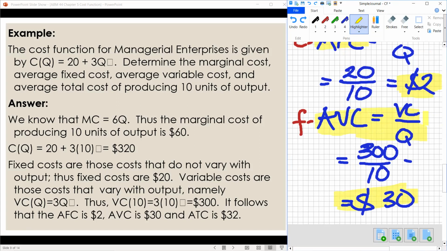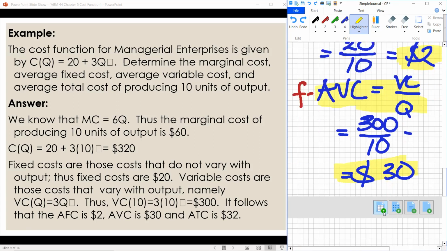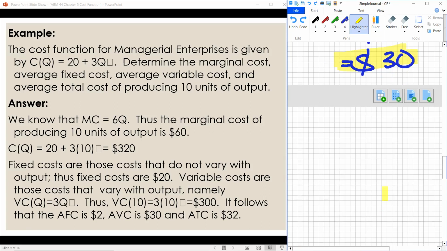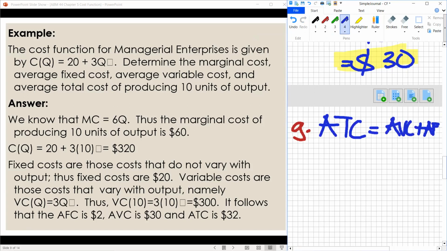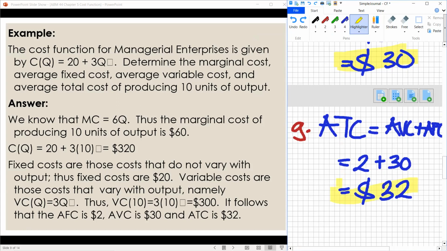So that's it. For ATC, you just need to add these both up. We have E, F, G. Letter G. Medyo taas-taas siya nga letter. We have ATC here. That would be AVC plus AFC. So the answer would be $2 plus $30, which gets us an average total cost of $32. So that's how you'll solve it based on the given.